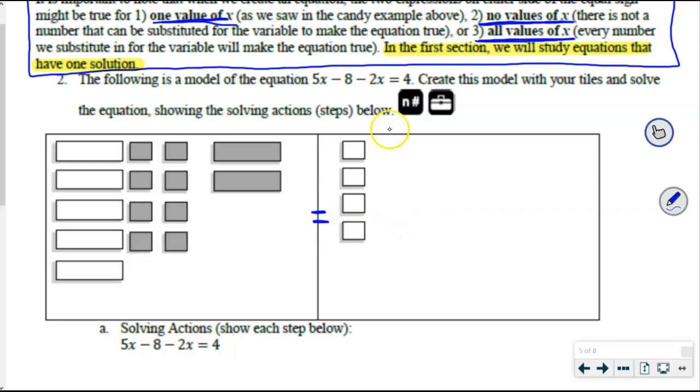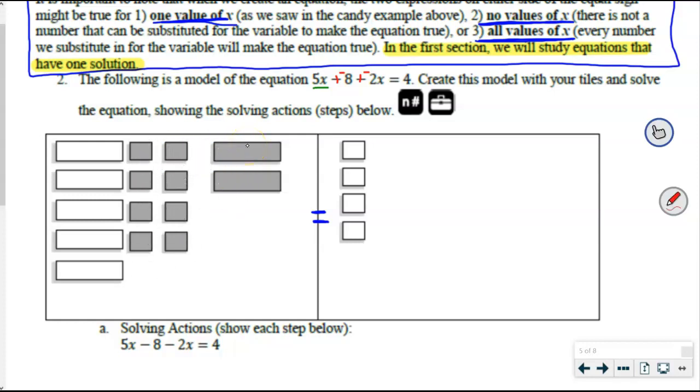Okay? And let's make sure that we can make sense of this. This is 5x. So we have 5x tiles here, right? And then it says minus 8. How do I show minus 8 with algebra tiles? Plus a negative 8. So I've got all these negative 8 unit tiles. And it says minus 2x. How do I show that? Plus a negative 2x. So I've got these two negative x tiles.